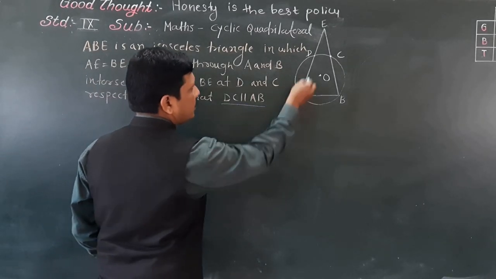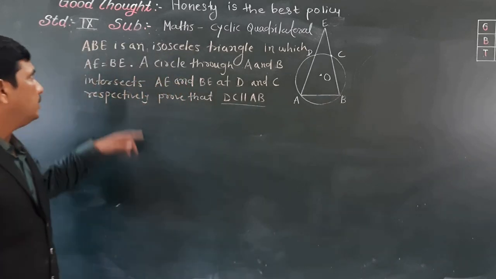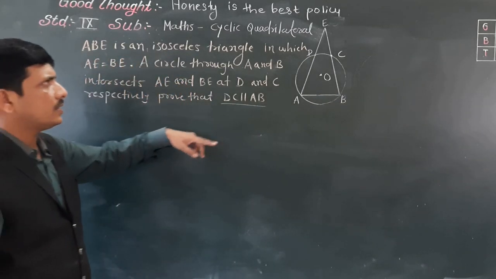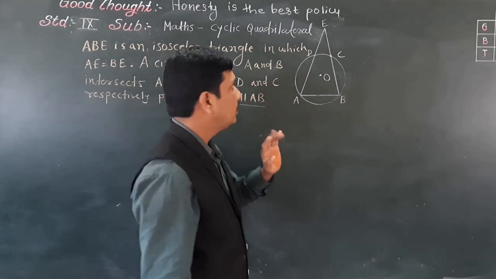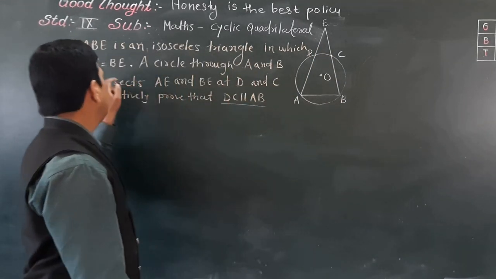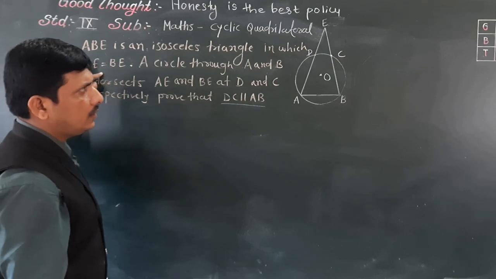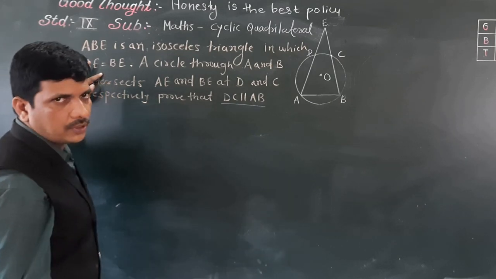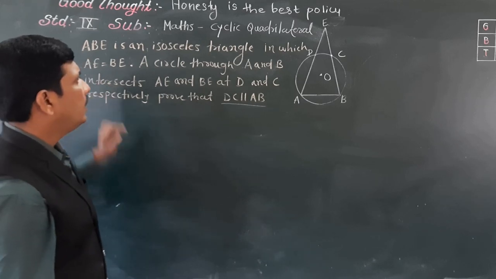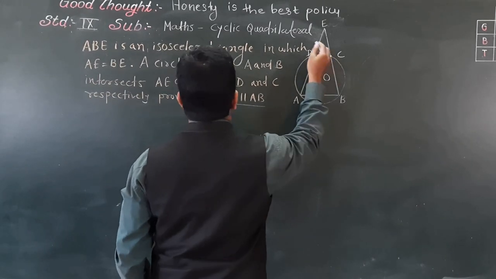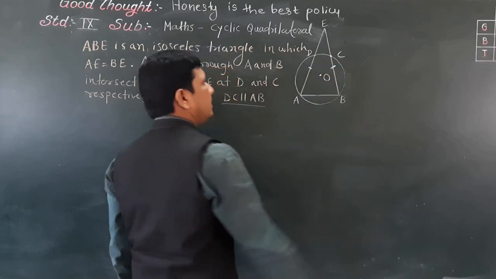The figure is given here. See, ABE is an isosceles triangle in which AE is equal to BE. Definitely, two sides of the isosceles triangle are the same. So here it is given, which two sides are the same? AE and BE, this side and this side are the same.